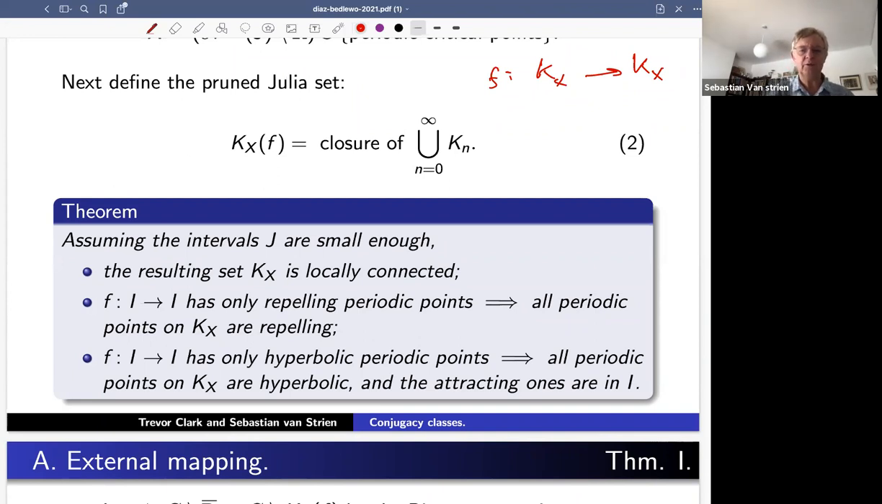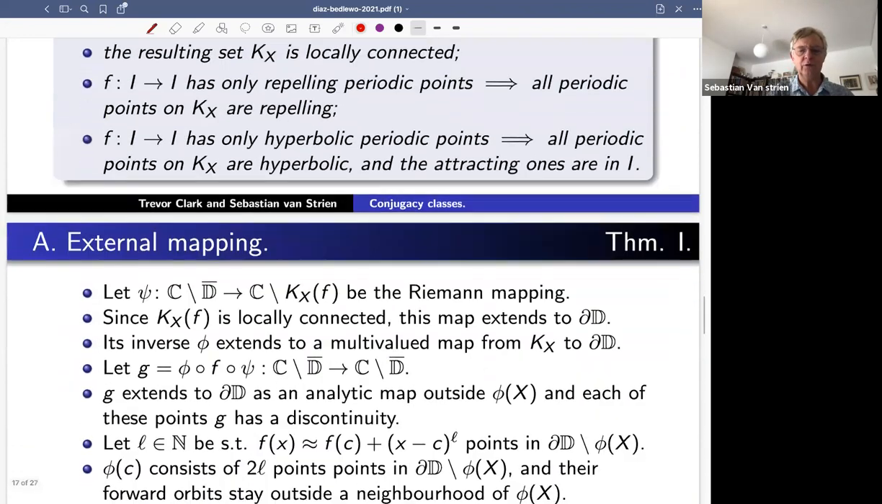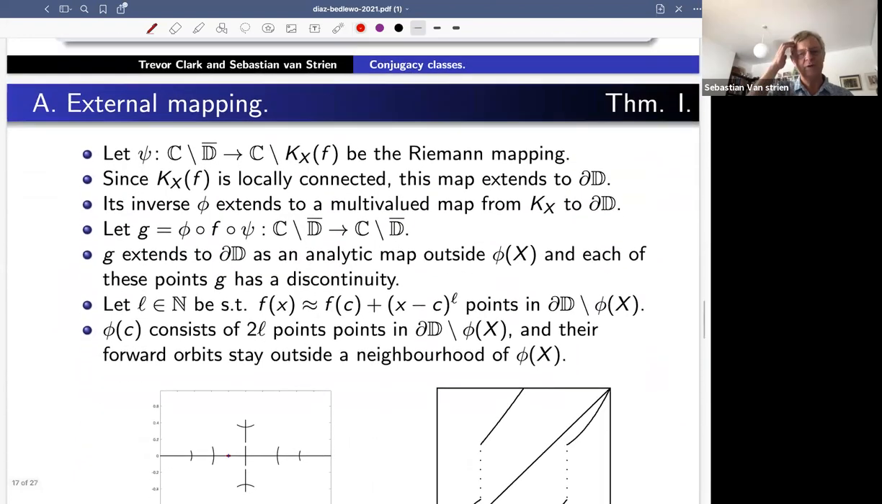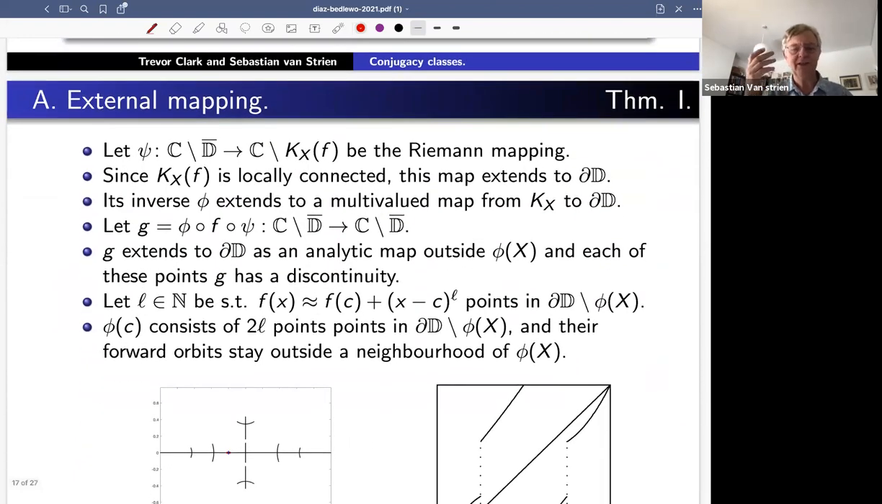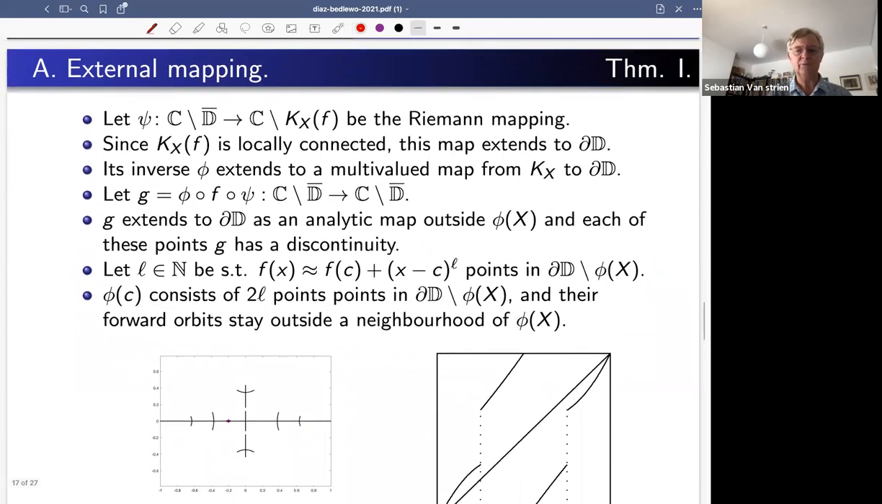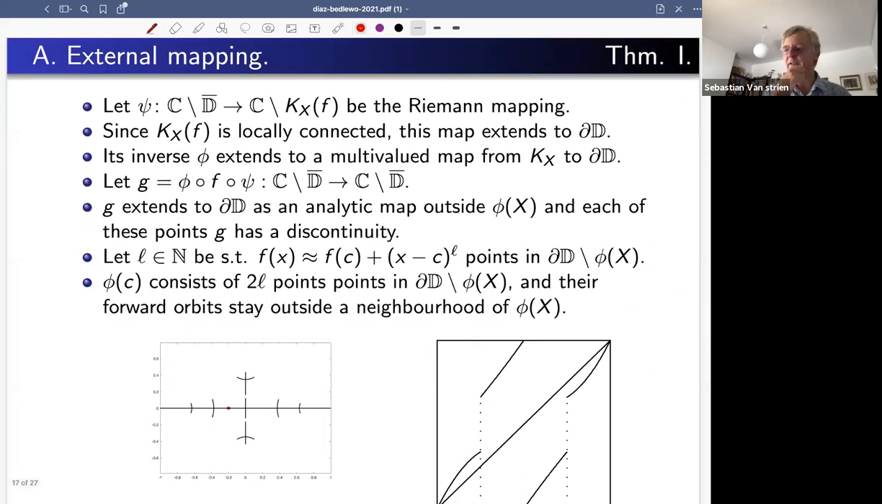And so what I'm going to do is this somewhat involved construction and then obtain a polynomial-like mapping. If you assume it from the beginning, then of course you don't have to do anything. But here we construct it, and what I'm outlining here is the technique for doing that. And so we have this locally connected set.